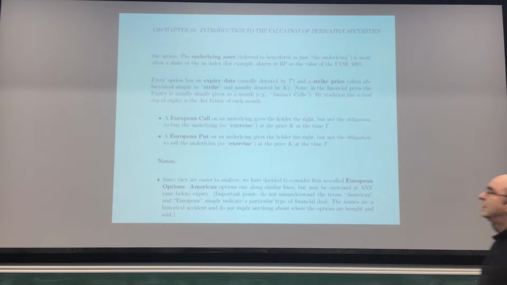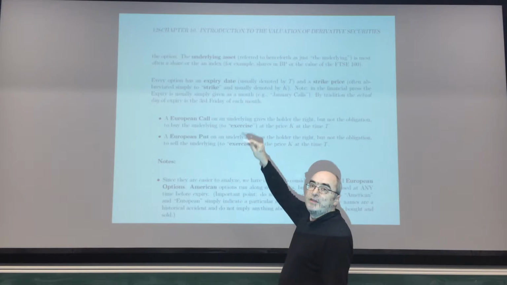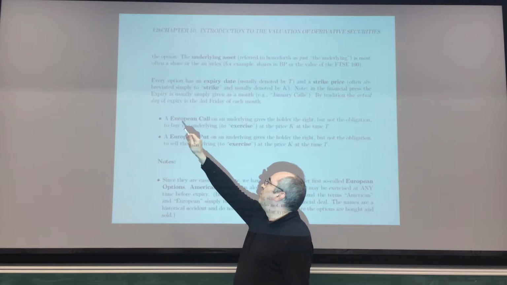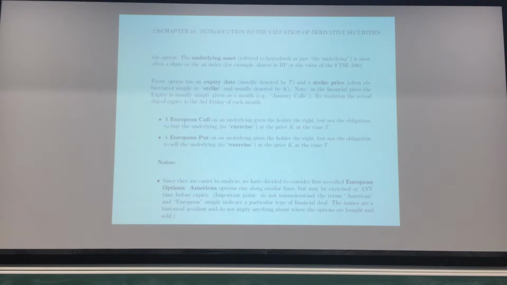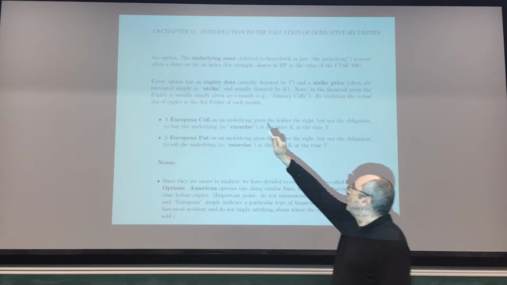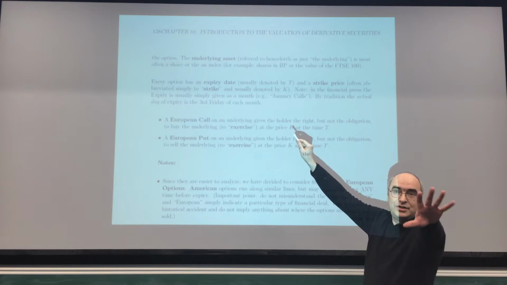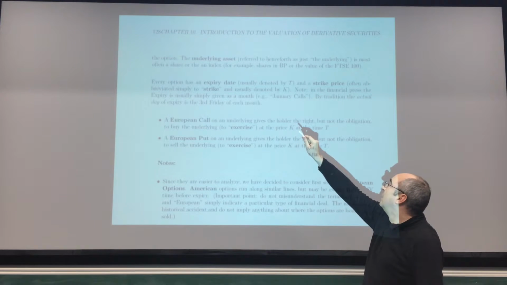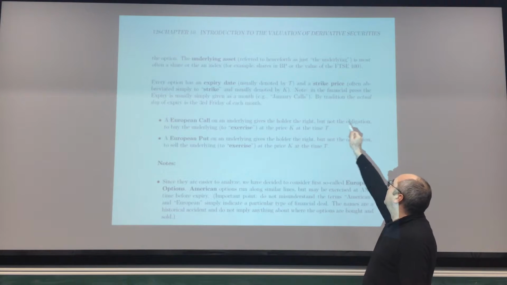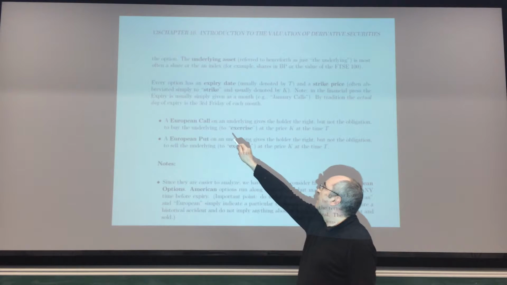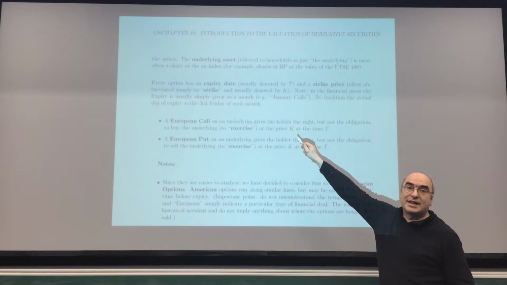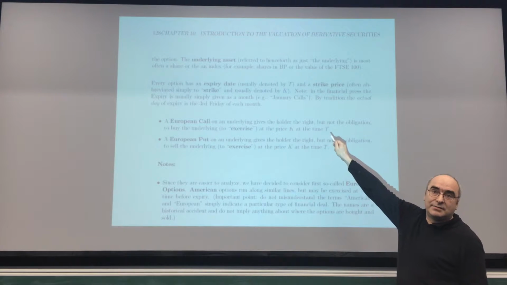So, let's now define two very, very basic options. A European call. Now why is it called European? I don't know. Probably because it was first traded in Europe. There's a very specific meaning to European, which I'll explain. A European call on an underlying asset gives the holder, that's you, I've written it to you, you're the holder, it gives you the right, but key point, not the obligation, to buy the underlying asset at the strike price K, at the expiry time T.